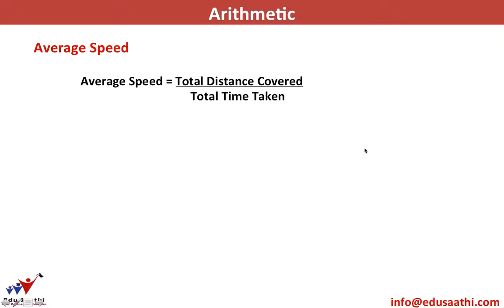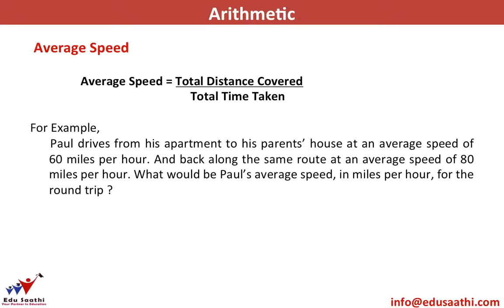Now, another concept that we have is the concept of average speed. Average speed is given by total distance traveled over total time taken. So, whatever is the total distance that I have covered and whatever is the total time that has been taken to cover that much distance is what gives you average speed. Let's look at an example.